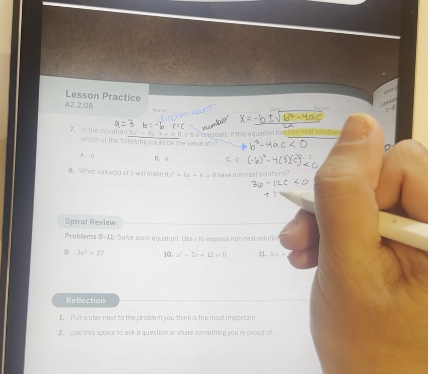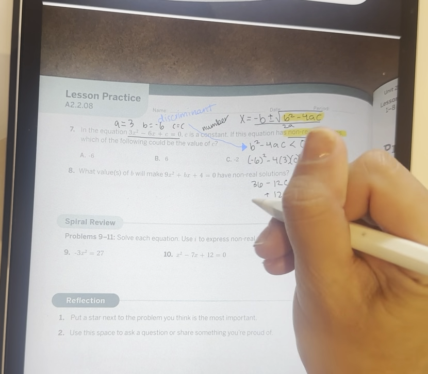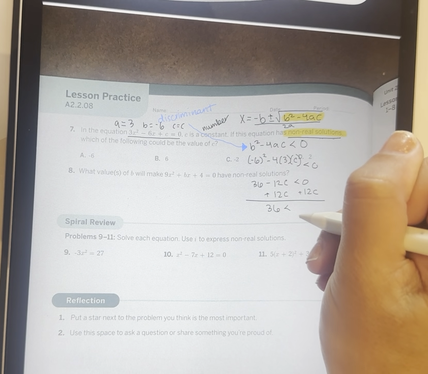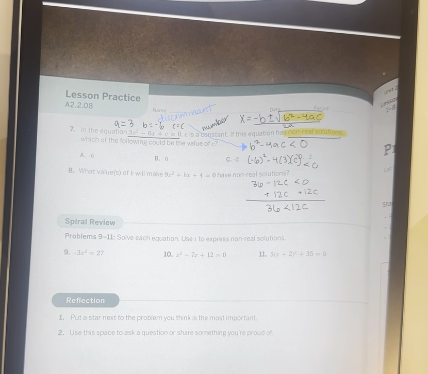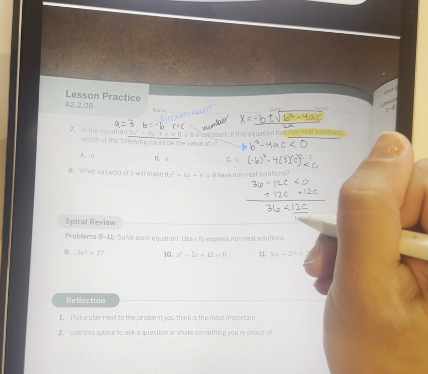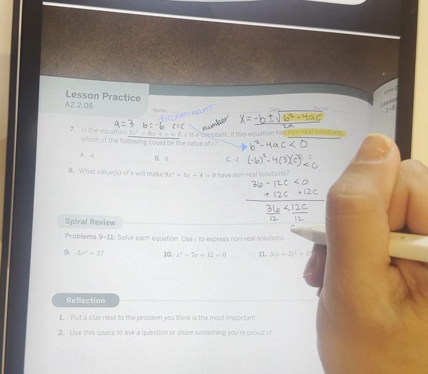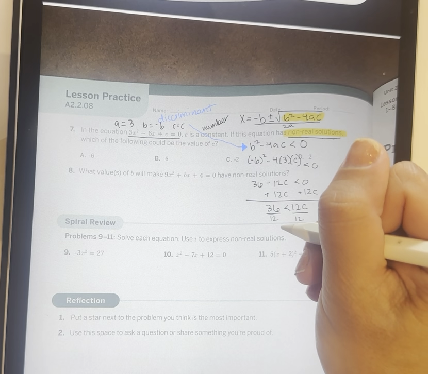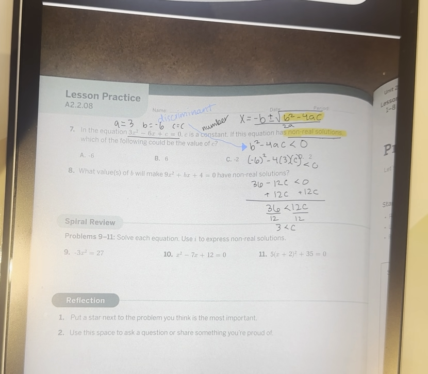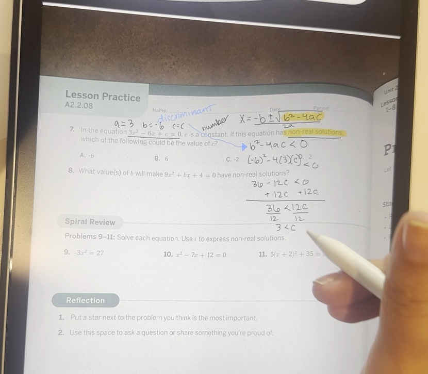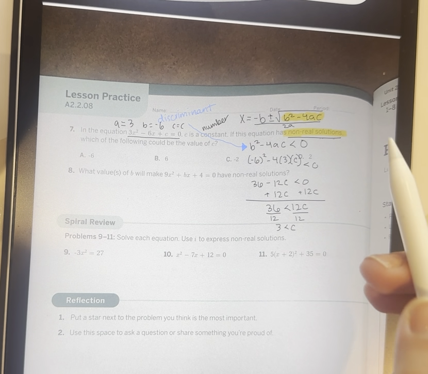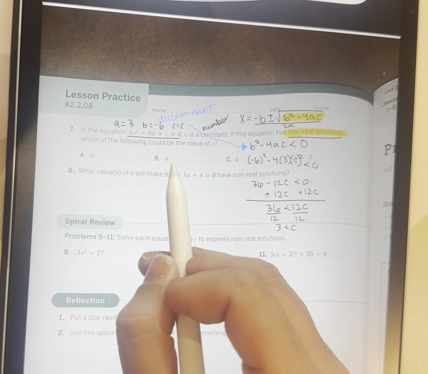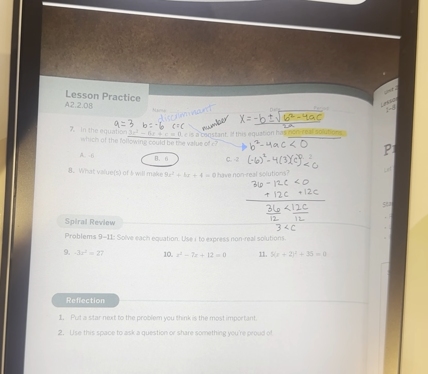That means add the 12c to both sides. That 36 must be less than 12c. And divide by 12. That means that c must be greater than 36 divided by 12, which is 3. All right? That's what's going to result in these non-real solutions if c is bigger than 3. So let's go see which of these is bigger than 3, only this one. So that's the answer to that one.